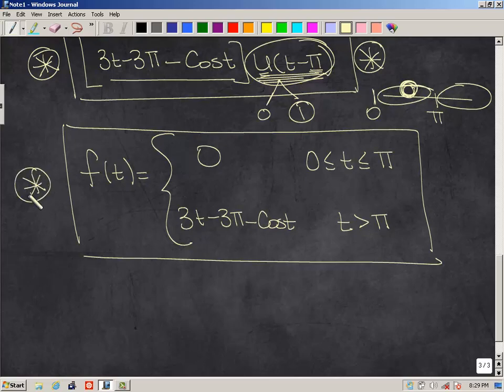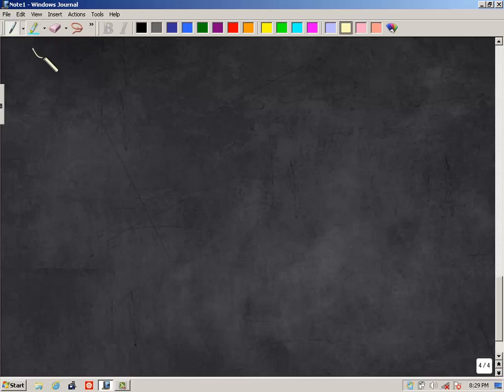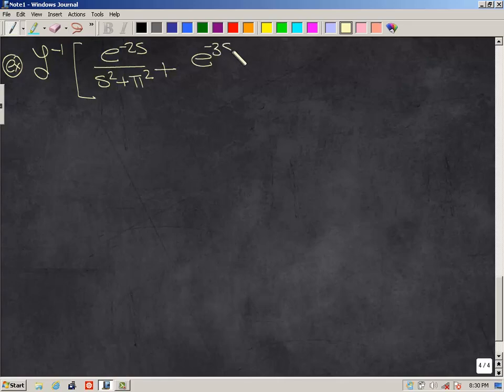Okay. All right, let's do one more example of this, then we'll take a look at how to solve problems using step functions. All right. So we want to find the inverse Laplace of e to the minus 2s over s squared plus pi squared, plus e to the minus 3s over s plus 2 squared. Okay, we want to find the inverse of this. We don't know what that is.